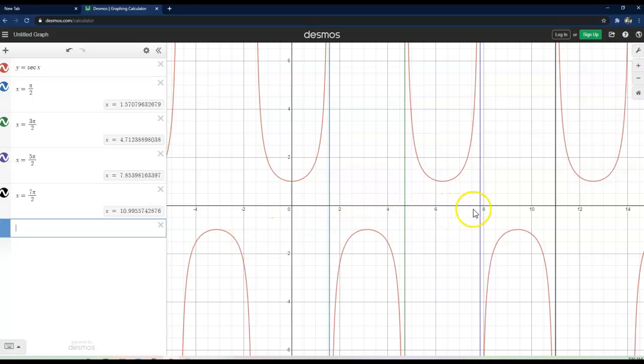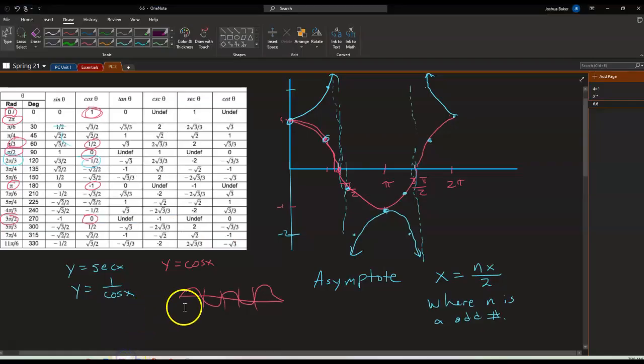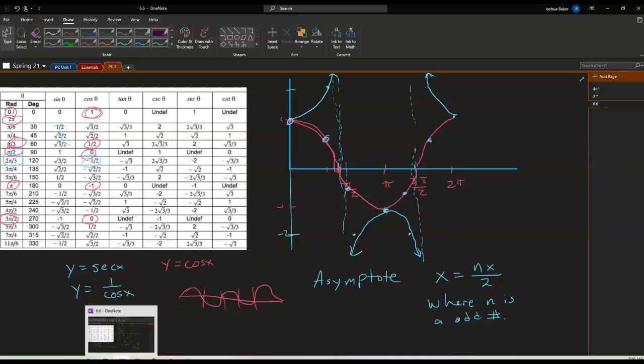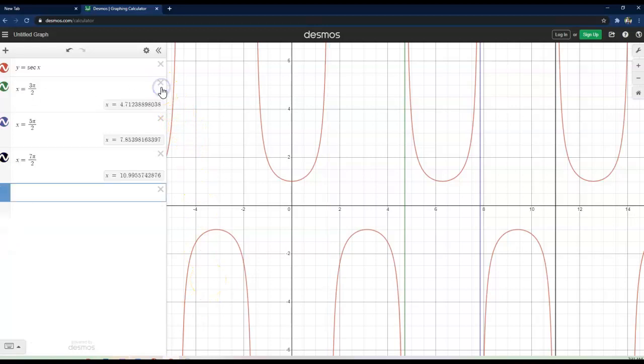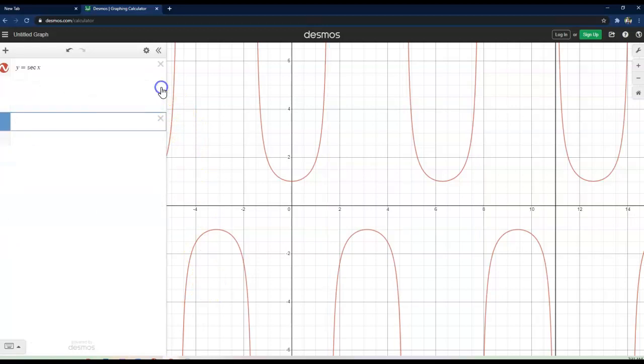But you see that we have these vertical asymptotes as we go through our secant graph. And again, those are going to happen every time your cosine wave hits 0, right? Because the reciprocal of 0 is undefined. All right, so this is what the graph is going to look like. Now let me go ahead and take these out for a moment.